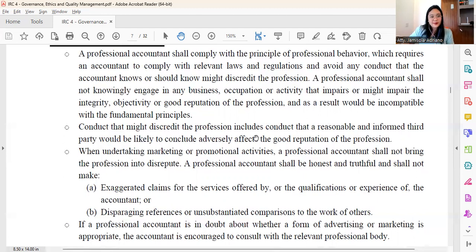Conduct that might discredit the profession includes conduct that a reasonable and informed third party would be likely to conclude adversely affects the good reputation of the profession, like what I said a while ago. If you get wasted in a bar and someone took a picture of you and it spread all over the internet, then that would discredit the profession because they would tag you as an accountant. No, this one, she is a CPA, but she's behaving this way. So it would discredit the profession.